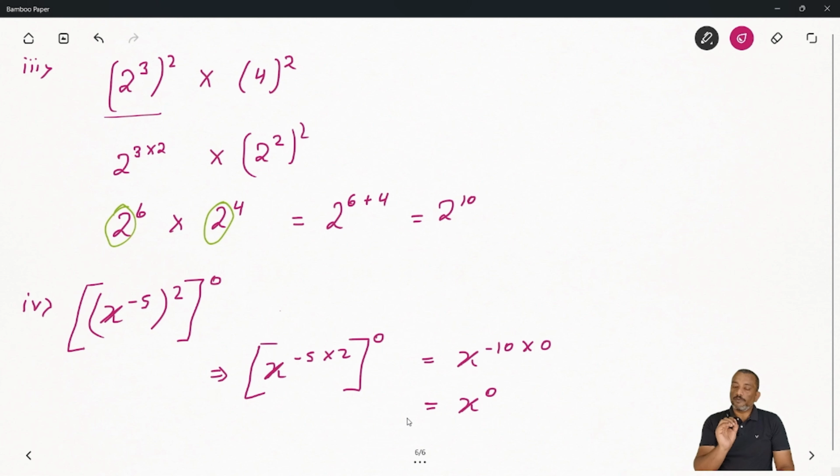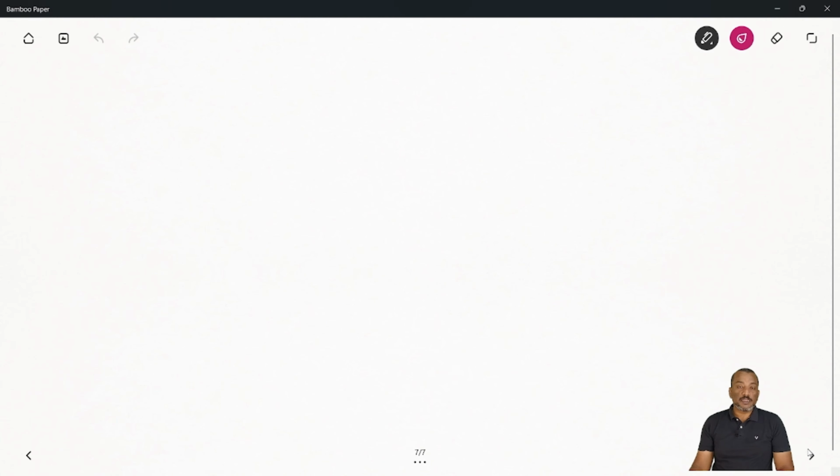Now here a lot of students make a mistake. They will say, hey, the answer is 0. No, I have already explained the zero rule. So based on that, we can say the answer is 1. Hope it's clear. So we have different rules that are used for such types of questions. Okay. Now here we will see some more tricks.